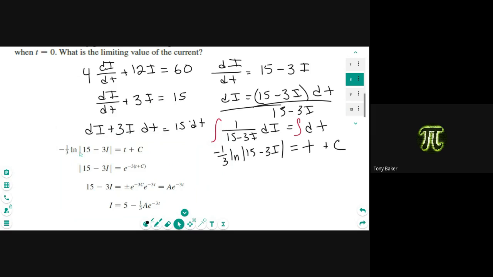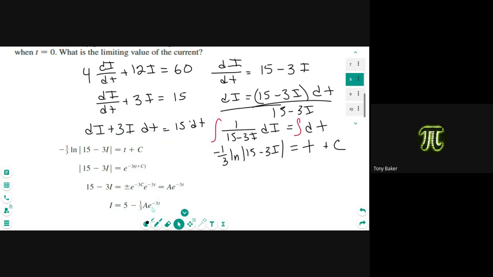So you get rid of your ln by doing the e, absolute value with the plus or minus. You can split up the e's like we did before and get the a. You move the 15 over, you divide everything by -3. That gives you 5 minus 1/3 a e to the -3t.